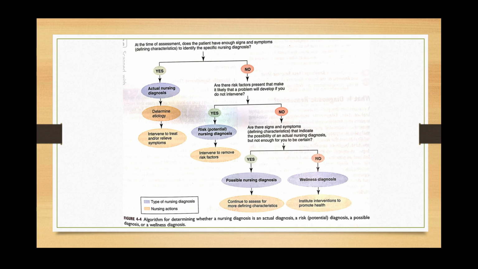But if your answer is no, then are there signs and symptoms or defining characteristics that include the possibility of an actual nursing diagnosis, but not enough for you to be certain? Yes or no. Again, this is all very black and white. People all the time try and make gray areas out of this, and there really isn't. There are no gray areas either. You either have the information, you have the data from your assessment, or no, you don't have it.